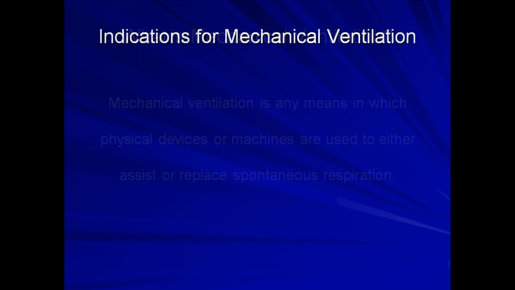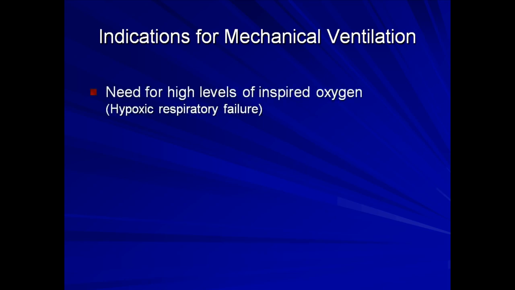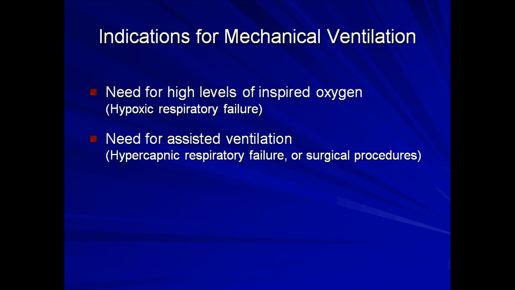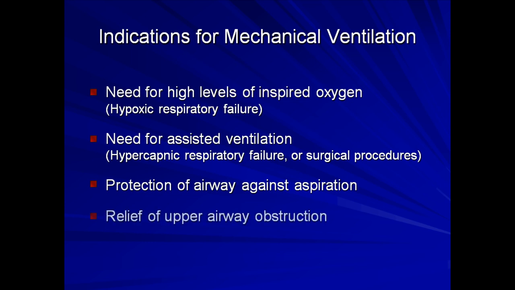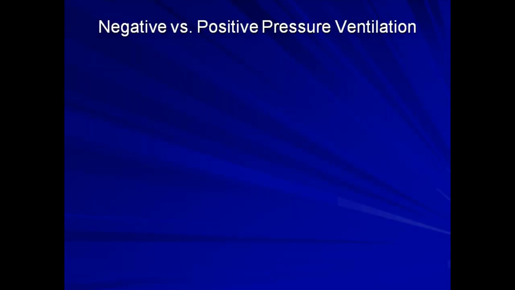There are four major indications for mechanical ventilation. First, the need for high levels of inspired oxygen that might accompany hypoxic respiratory failure. Second, the need for assisted ventilation. This can be seen with either hypercapnic respiratory failure or more commonly as part of routine protocol for surgical procedures done under general anesthesia. Third, protection of the airway against aspiration. This could be an issue for patients with neurologic catastrophes or drug overdose. And finally, relief of upper airway obstruction in situations such as anaphylaxis, soft tissue infections of the neck, or severe head and neck trauma.